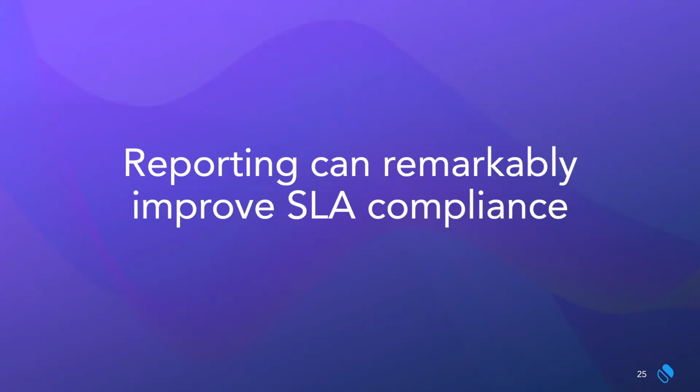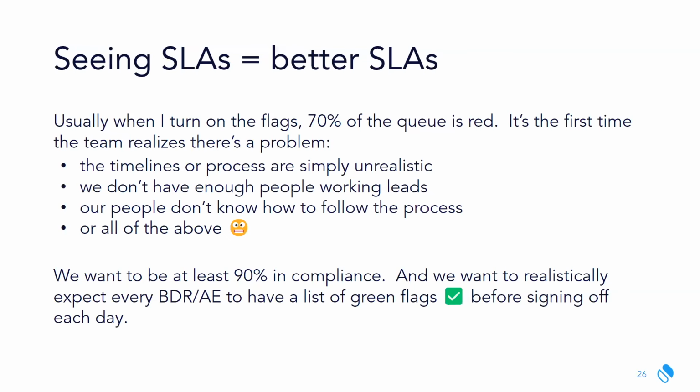So I talked a bit at the beginning about how reporting on this can remarkably improve your compliance with the stated and defined SLA. Not surprisingly, when I turn this on for the first time, people usually find that 70% of their queue is red. They're not measuring this, and it shines a light on where problems exist, whether that be unrealistic expectations, we don't have enough people, people aren't trained properly, or maybe all of the above. But really, we want to be setting expectations such that we can be at least 90% in compliance here.